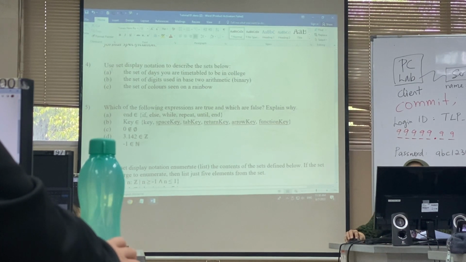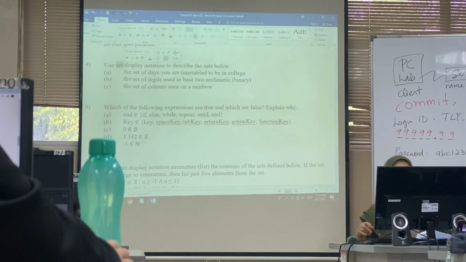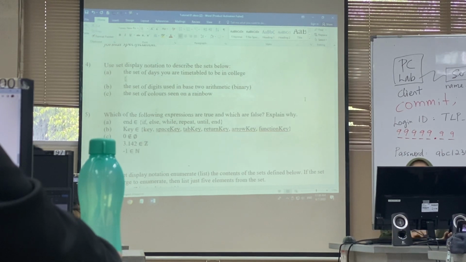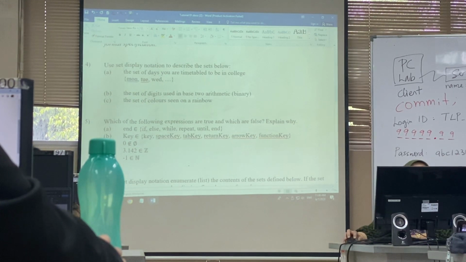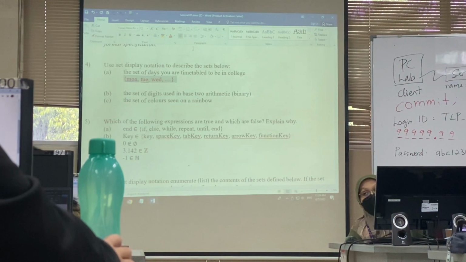So, using set display. Set display means curly braces, what you did last time. Let's say you want to show the days that you are in the college or university. Normally I put Monday, Tuesday, Wednesday, and so on. The way to write is by using curly braces. This is what we call a set display notation. I put dot dot dot, you can add your own data there. This is an example only on how to write the set.